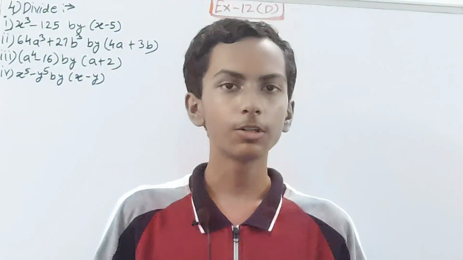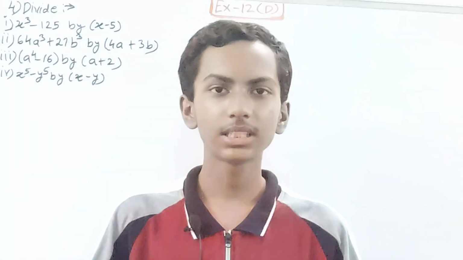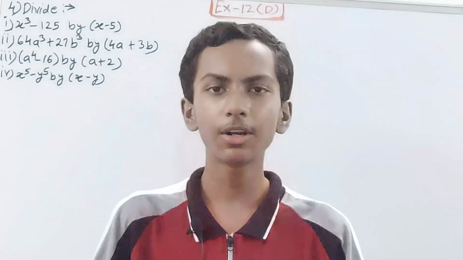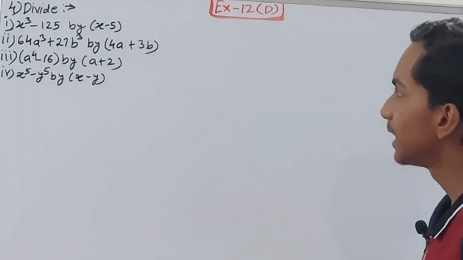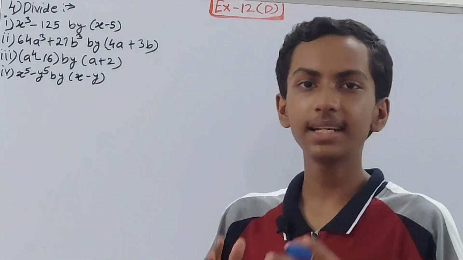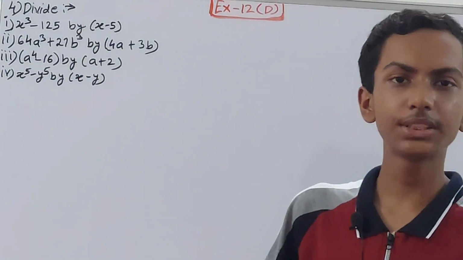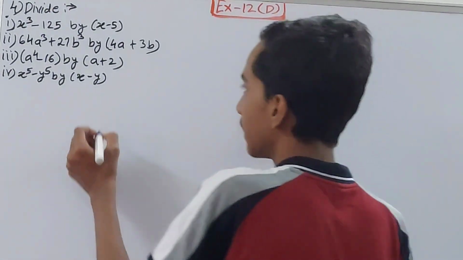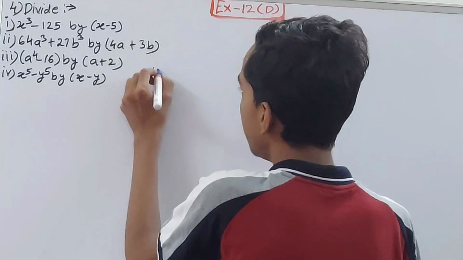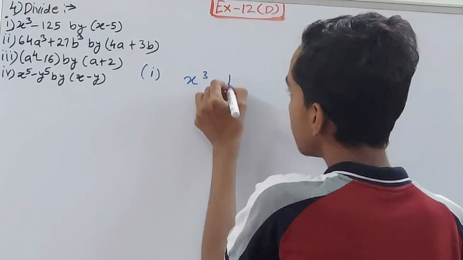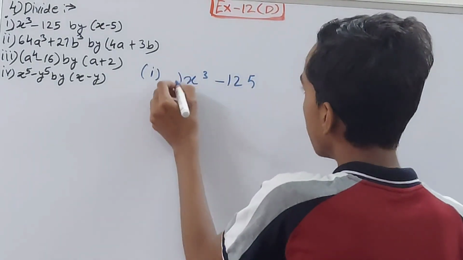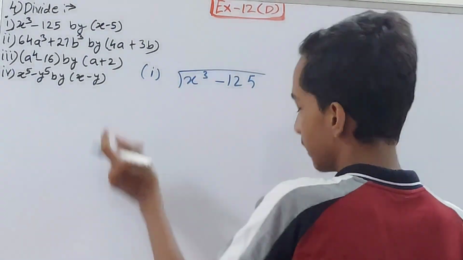In this video we are going to solve ICSE Mathematics Class 8 Chapter 12 Fundamental Concepts and Operations Exercise 12D Question 4. This says divide, so we have to divide the expressions given to us. The first part is pretty simple, like the previous one. You have to divide x cube minus 125 by x minus 5.